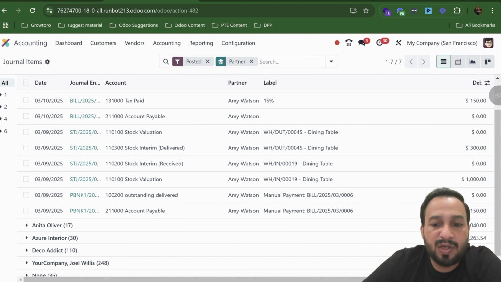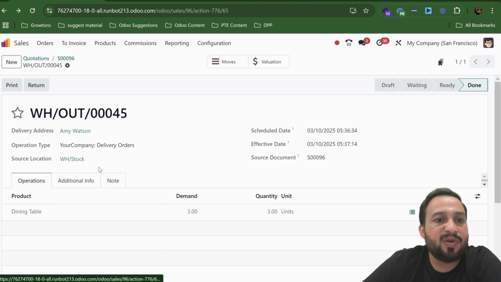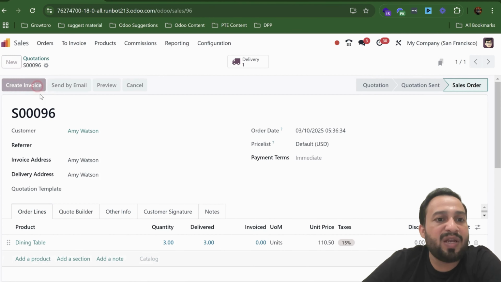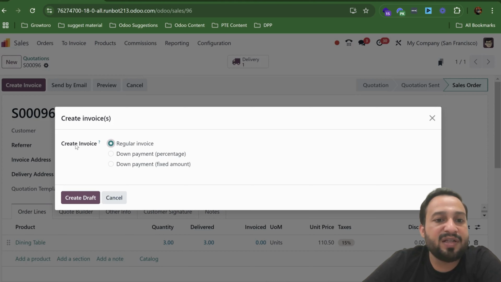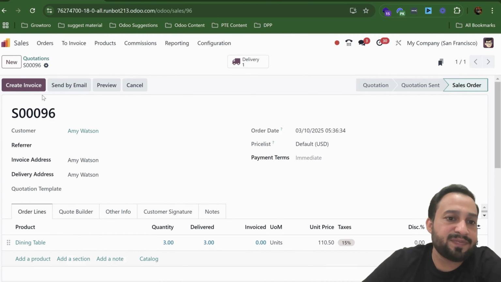So what is the next process? The next process is the customer invoice. When we create the customer invoice, because we already delivered these products to the customer, I will click on create invoice, and I will confirm that invoice.